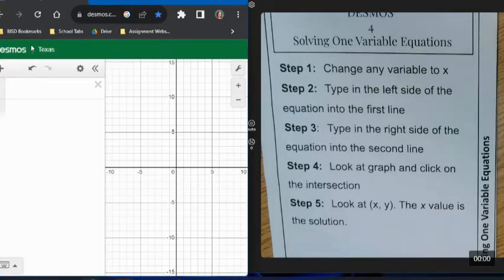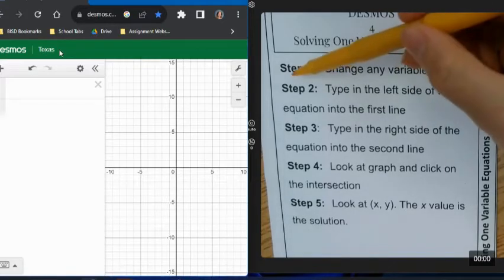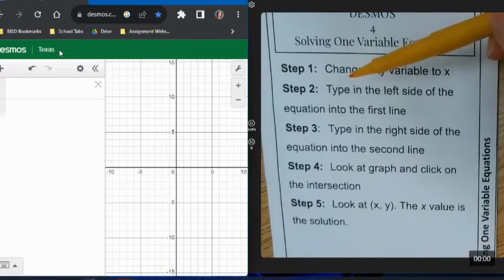See how it's green and says Desmos Texas? This is the one we want to use, because it's the same one that we will use when we have our EOC test, and you'll be able to use this on your unit test. So step one, to be able to solve an equation.